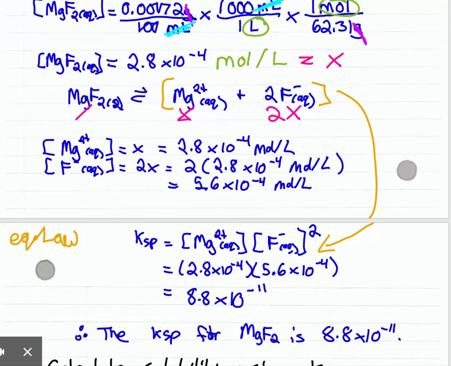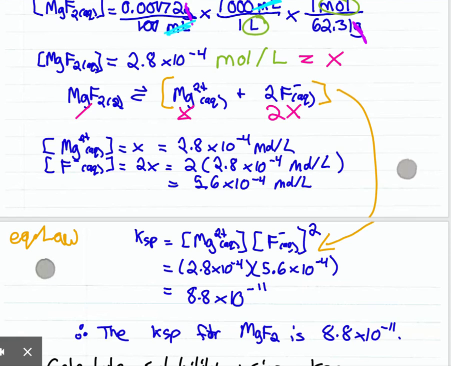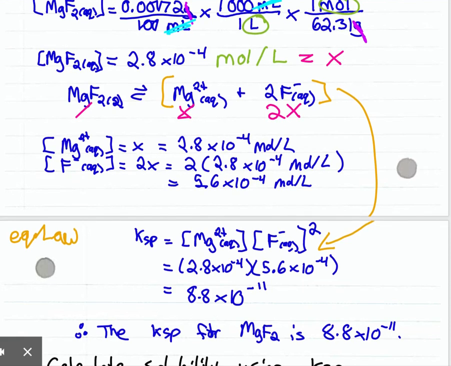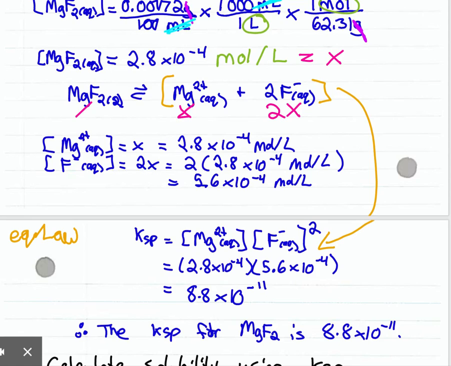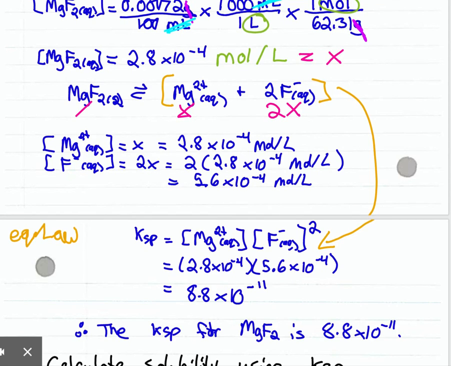So all you are doing is calculating solubility, so molar solubility, moles per liter. And then you are figuring out how much of each ion would be dissolved based on how much solid you had and how it dissociates into our ions. And then you're putting those concentration values into a KSP, or basically into an equilibrium law formula without the solid concentration. Okay, that's the big key here.